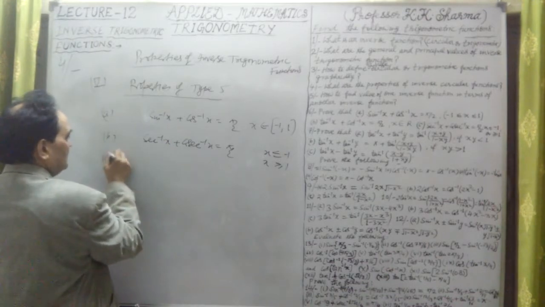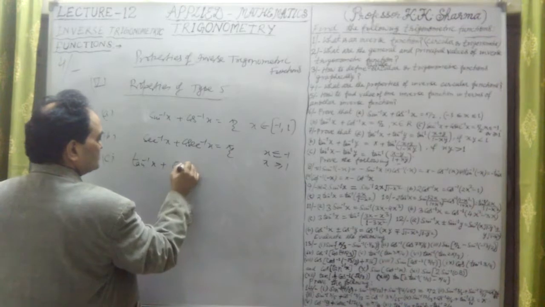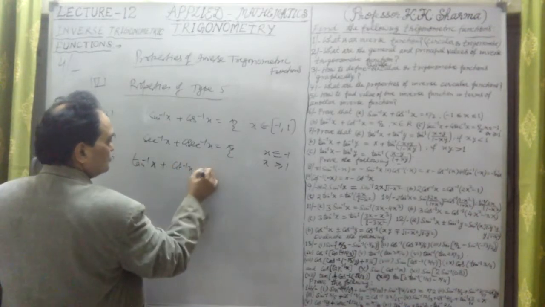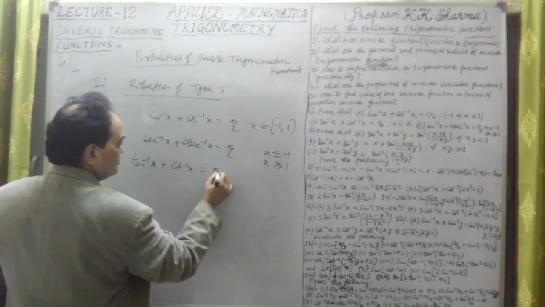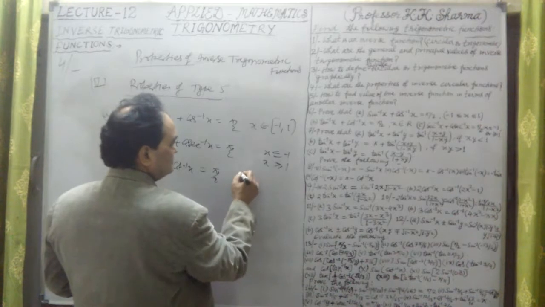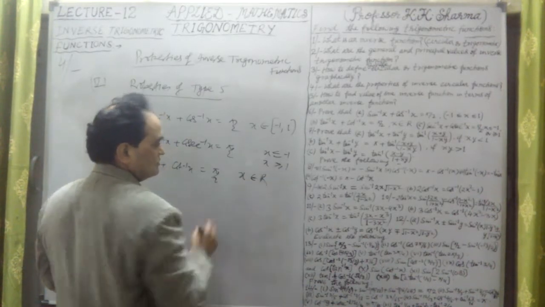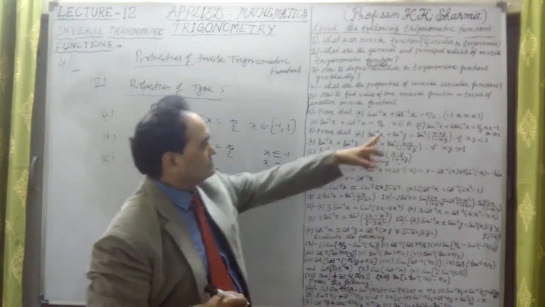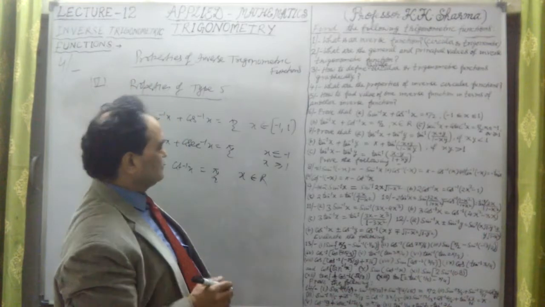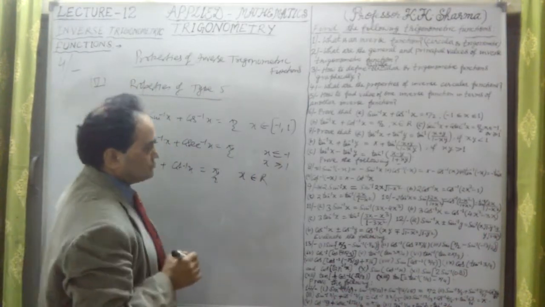Then C, let me take tan inverse x plus cot inverse x. Same angles are there, it is x, x. This is also equal to pi by 2. And here x belongs to the set of real numbers, x belongs to R. This is the property we have taken in the question number 6. That I will prove, but before that I will note it down in the 5th type of properties.